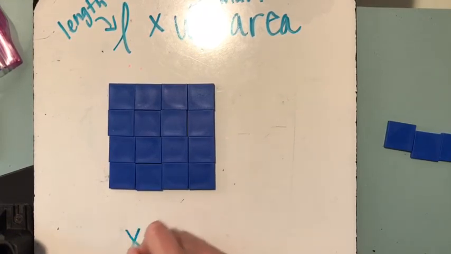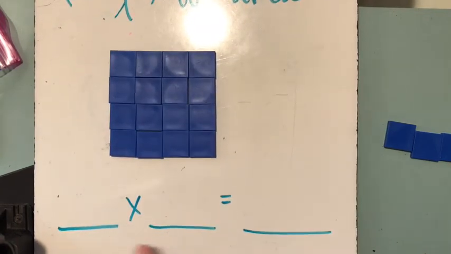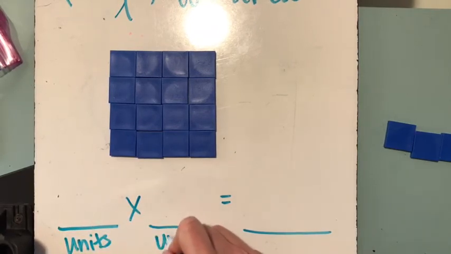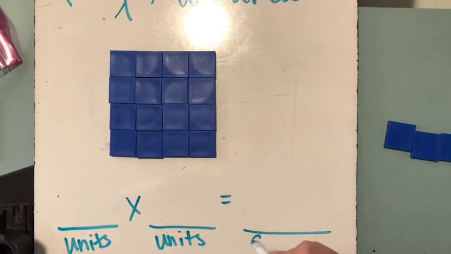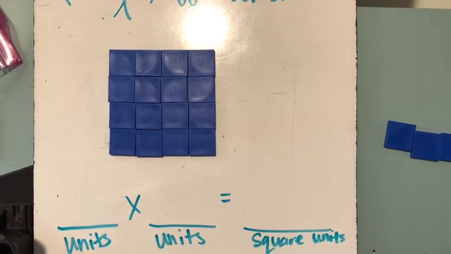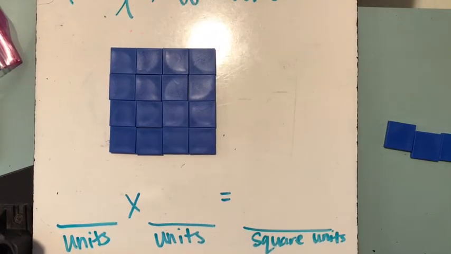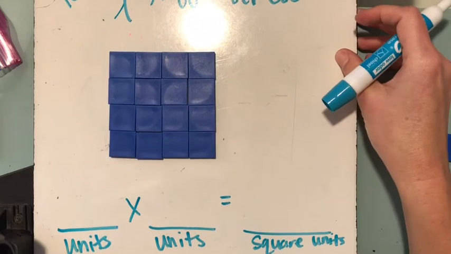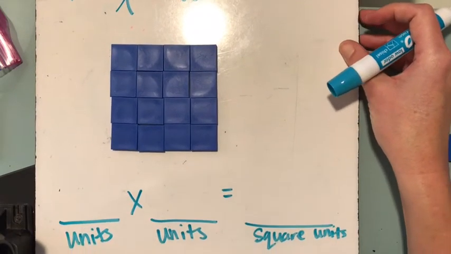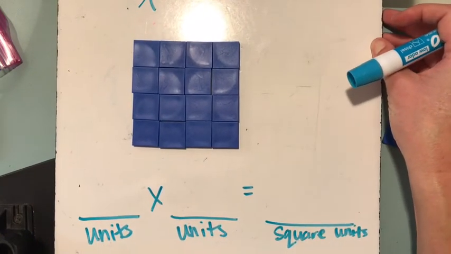All right, guys, I'm gonna set up the problem down here. This is what I want you to do on your whiteboard: set up the multiplication problem, and put units underneath each line. And then on the bottom of this one, you're gonna put square units, okay? Once you have that set, if you want to pause and write that down, then we'll get started.